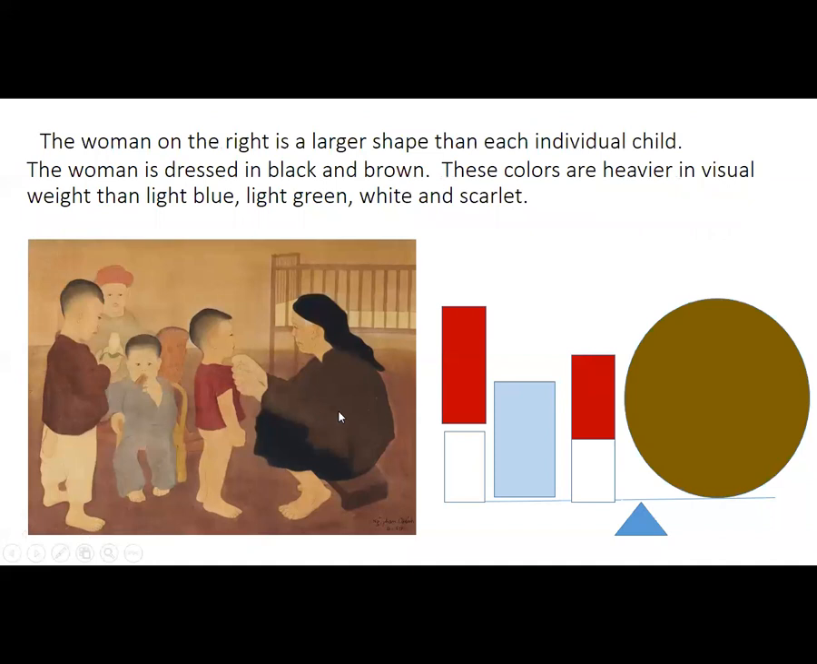So let's look at this image here. The woman on the right, and I'm going to speak of this in terms of the basic formal elements, is a larger shape than each individual child. She is dressed in black and brown. This larger shape of the woman and the fact that she's dressed in black and brown make this right side visually heavy. Let me zoom up to the next one.